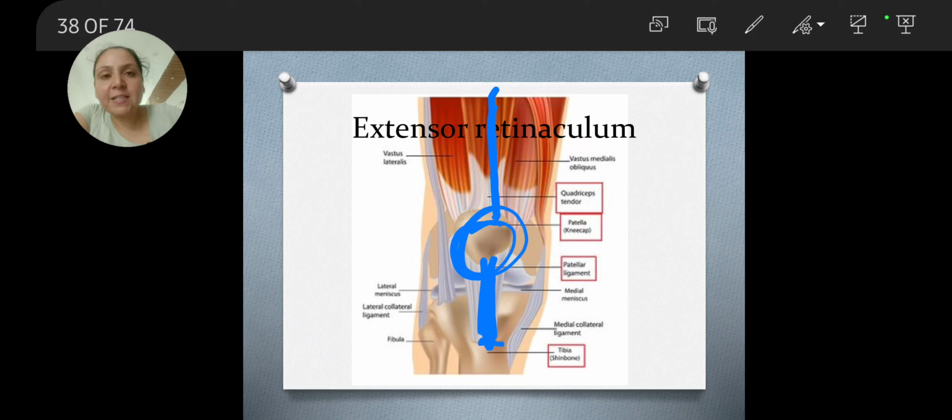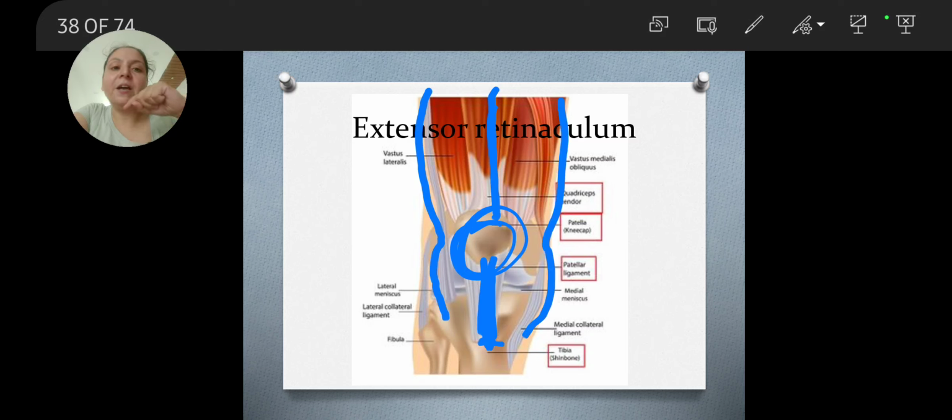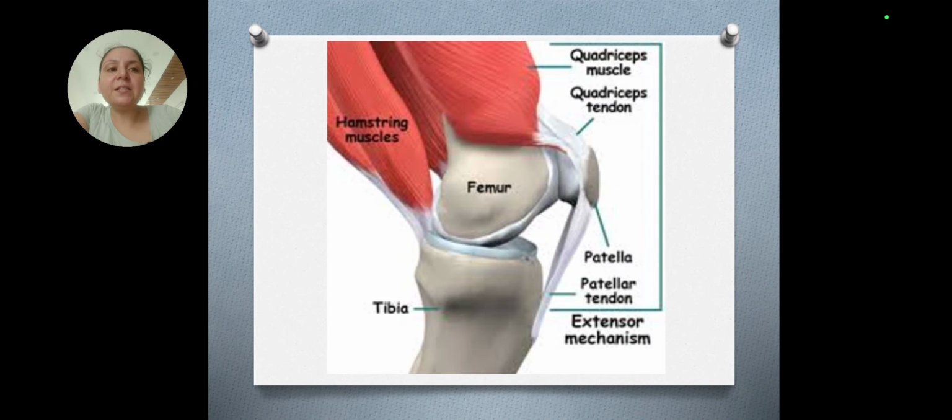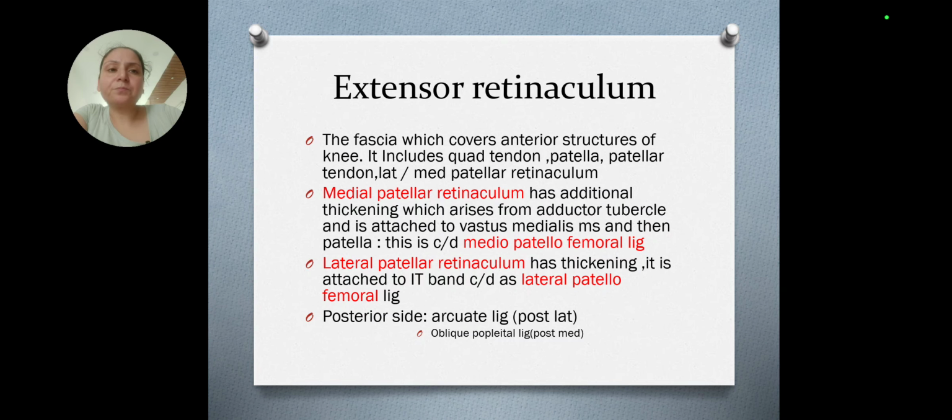On the extensor retinaculum, on the medial side, it is supported by the medial patellar retinaculum, and on the lateral side it is supported by the lateral patellar retinaculum. Fine. So these are the structures which are there. This is the quadriceps muscle, on the lateral view. I am just showing you the lateral view of the extensor mechanism: quadriceps muscle, quadriceps tendon, patella and patellar tendon. Fine. So it has the medial patellar retinaculum and the lateral patellar retinaculum.